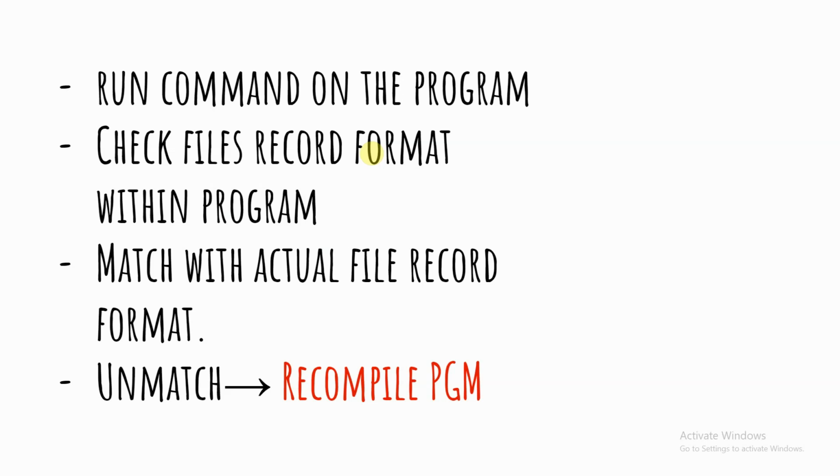To summarize: run the DSPPGMREF command on the program, check the files' record format level IDs within the program, and match them with the actual file record format level IDs using the DSPFD command. If the record format level IDs are unmatched, then recompile the program. So this is the end of the PPT.